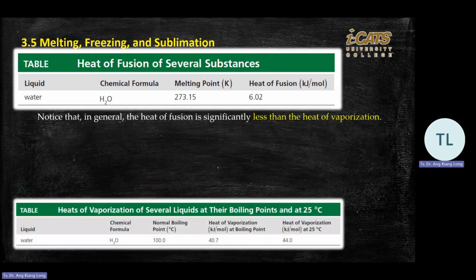All right. So if you compare water, the table on the top is fusion. Fusion is melting. You convert solid into liquid. The bottom table is vaporization. You convert liquid into gas. So you can see the heat is a bit different. Heat of fusion is less, only 6 kilojoule. But for the boiling point, it's 40 something kilojoule. So the heat of fusion is significantly lower than the vaporization.